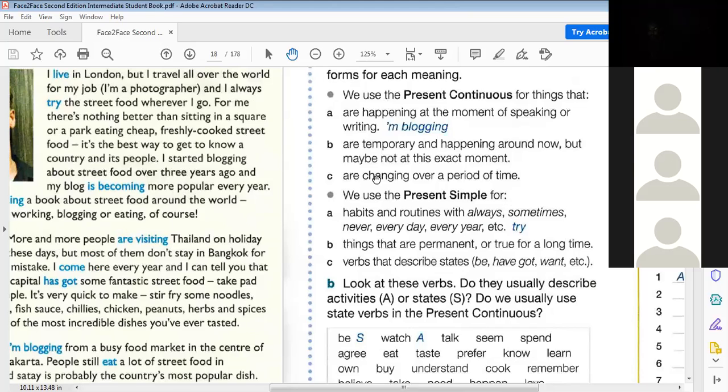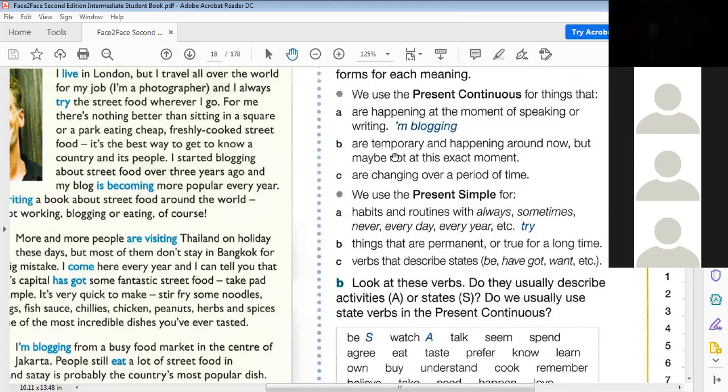Okay, to answer your question, Sana, part B, when you say something is temporary and happening around now. For example, if I say, I'm thinking of buying a new phone, this is something temporary, because if I buy a new phone, this idea will go away, right? It's not the same as saying I'm talking to you now, which is at the moment of speaking. If I say, I'm thinking of buying a phone, I'm not talking about exactly the moment of speaking. It's around now, but not this exact moment. You get the idea? This is B.